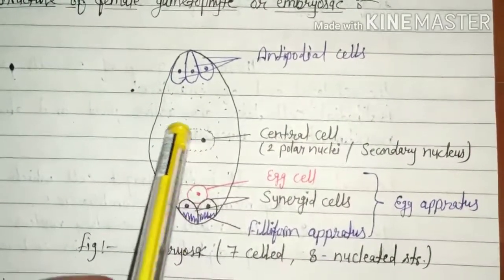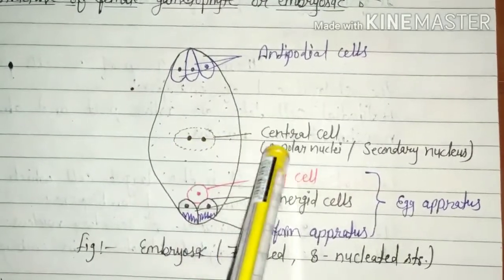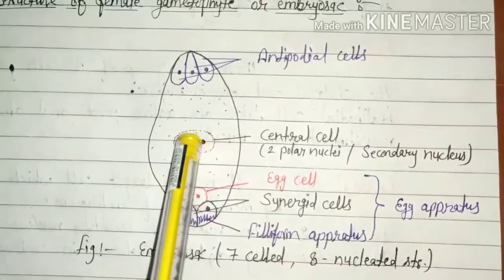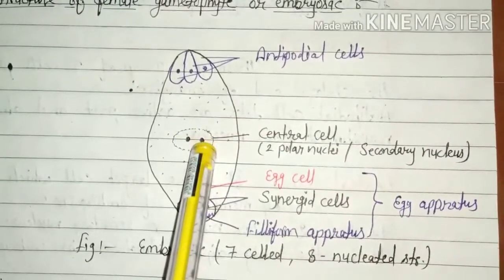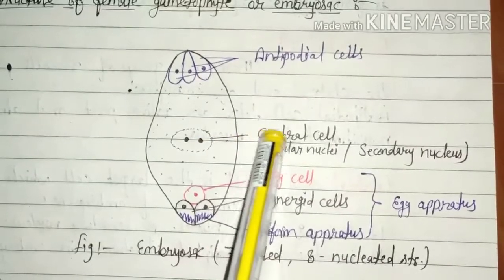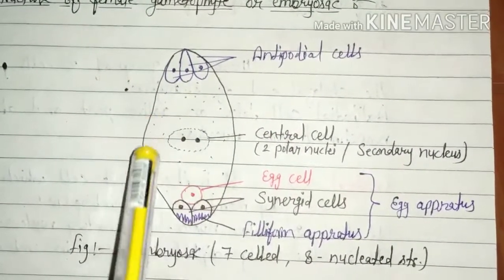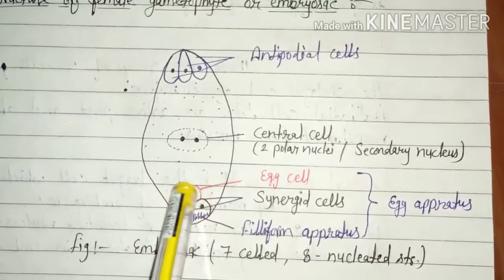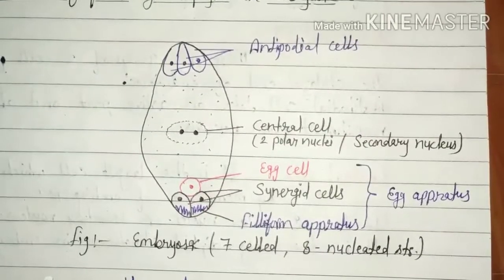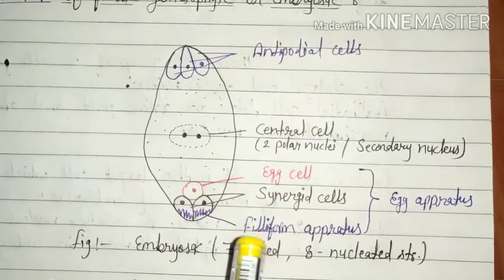Central cell has 2 nuclei, and it is surrounded by a membrane, and it is the only diploid cell in the embryo sac. Egg cell is haploid. Now, this chapter has been completed. Thank you.